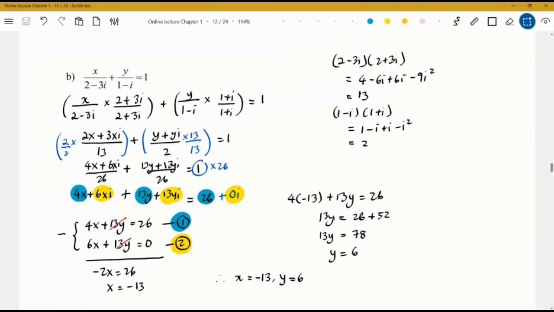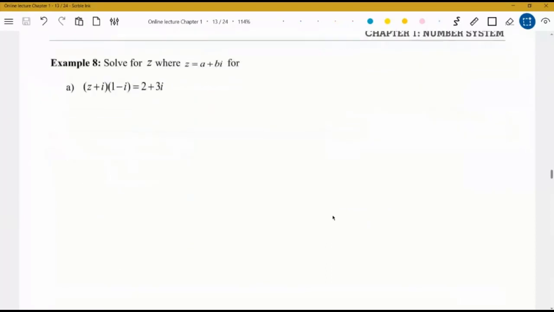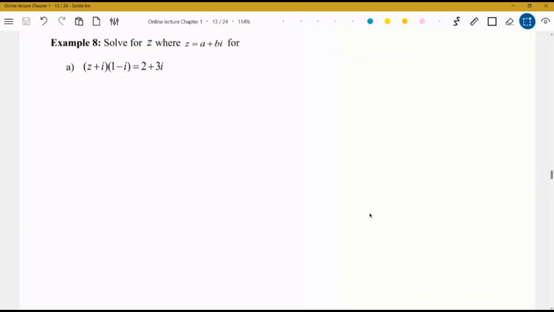Let's go through example 8. Technically we have to solve for z, where z equals a plus bi. For part A, we have z plus i times (1 minus i) equals 2 plus 3i. The first thing first, we have to bring this to the right hand side. Sebab di sini adalah darab, so kalau kita pindahkan dia akan jadi bahagi. So we can have z plus i equals 2 plus 3i over 1 minus i.